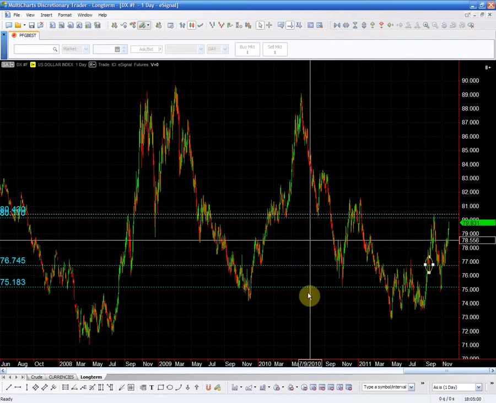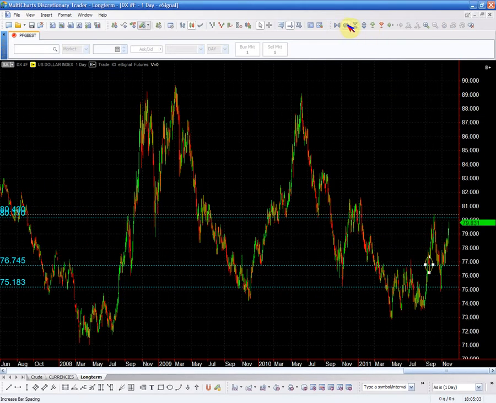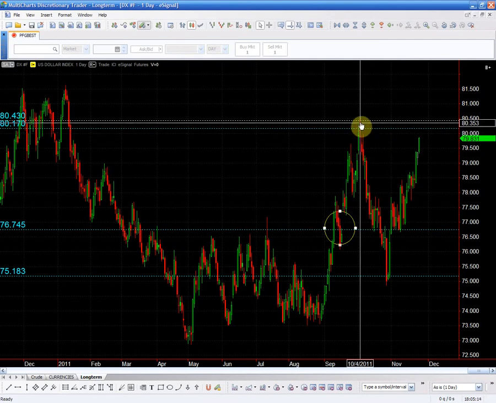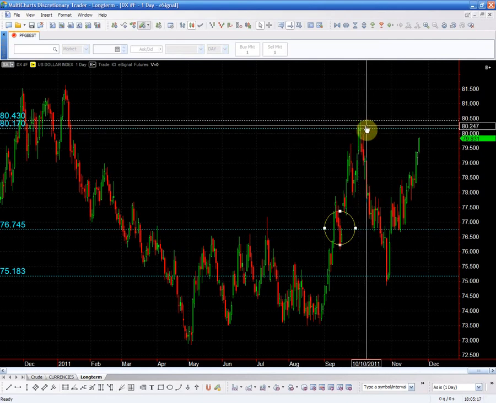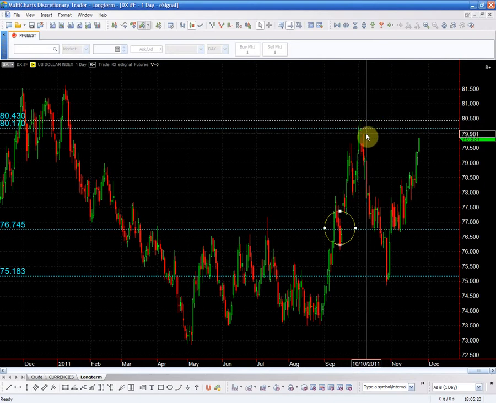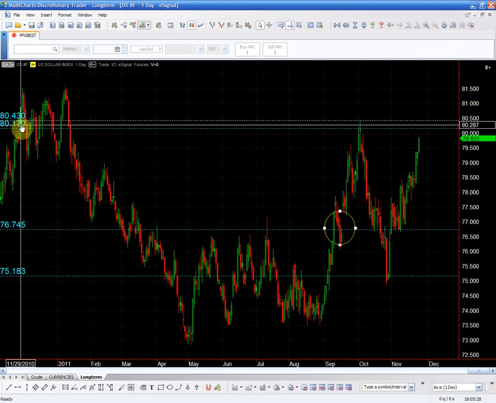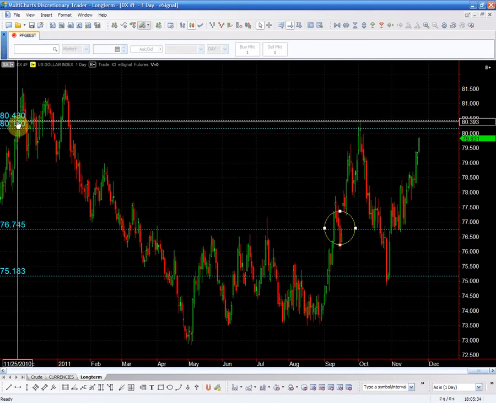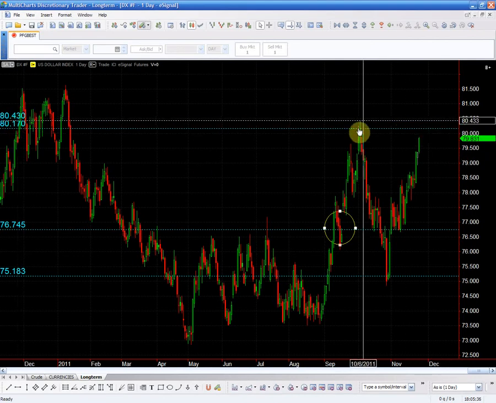So this is the dollar, and one thing I wanted to point out for you in the dollar, we have two structure points on the index. One which is the 80.17, and the other one which is the 80.43. And you can see that the distance between those two structure points is about 22 pips or 25 pips, which is the distance between 17 and 43. So basically we're looking at 25 pips, which is the distance between those two major structure points.